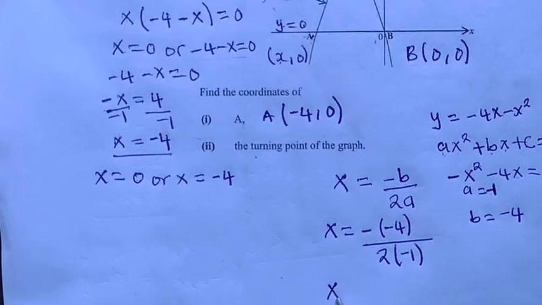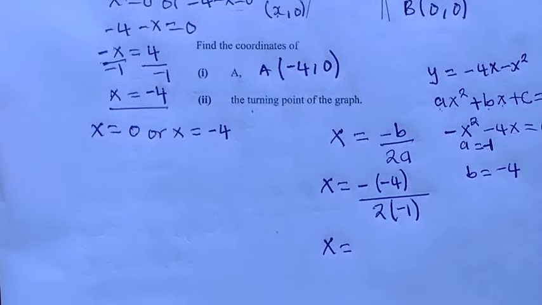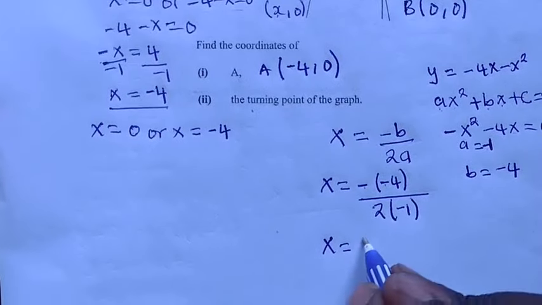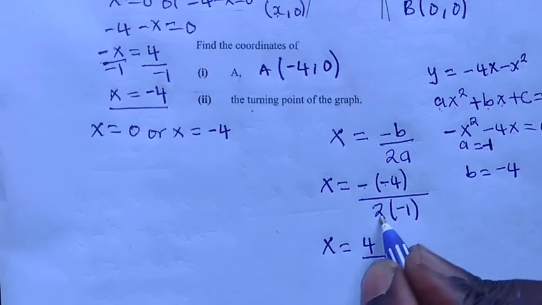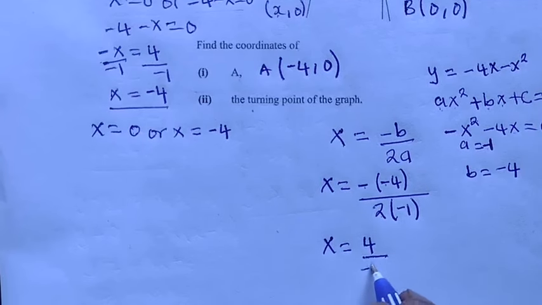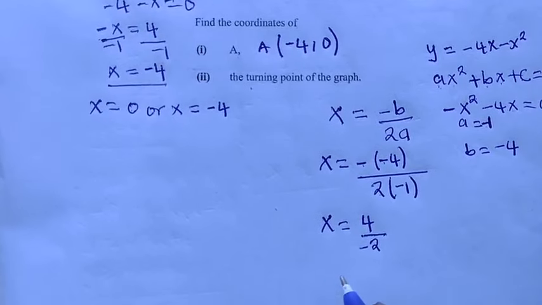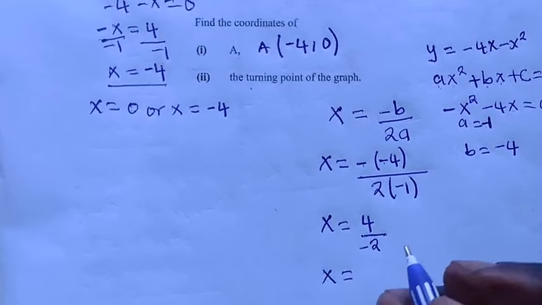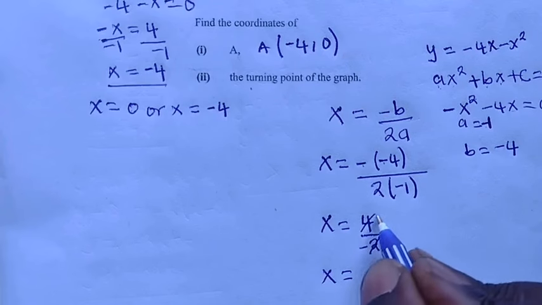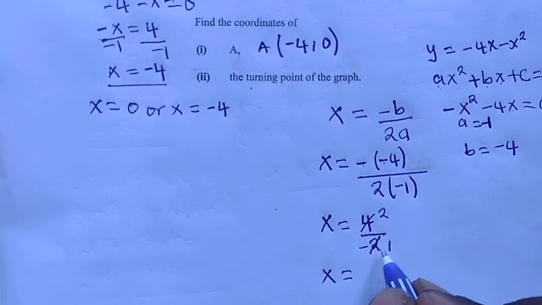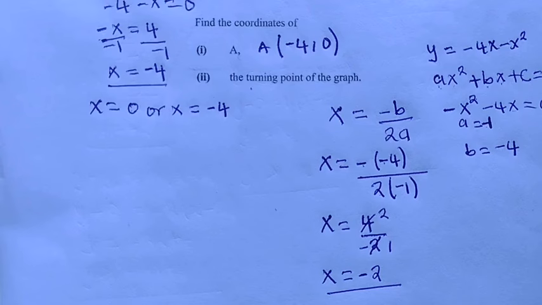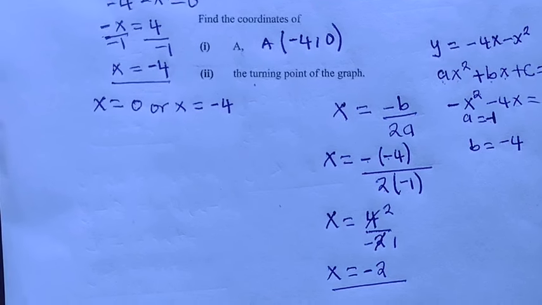Then from there we'll say x is equal to, negative negative is positive, so we get a positive 4. 2 times negative 1 gives us negative 2. So from here we say x is equal to 4 over negative 2, which gives us negative 2. So the x coordinate is a negative what? A negative 2. So we have found our x coordinate.